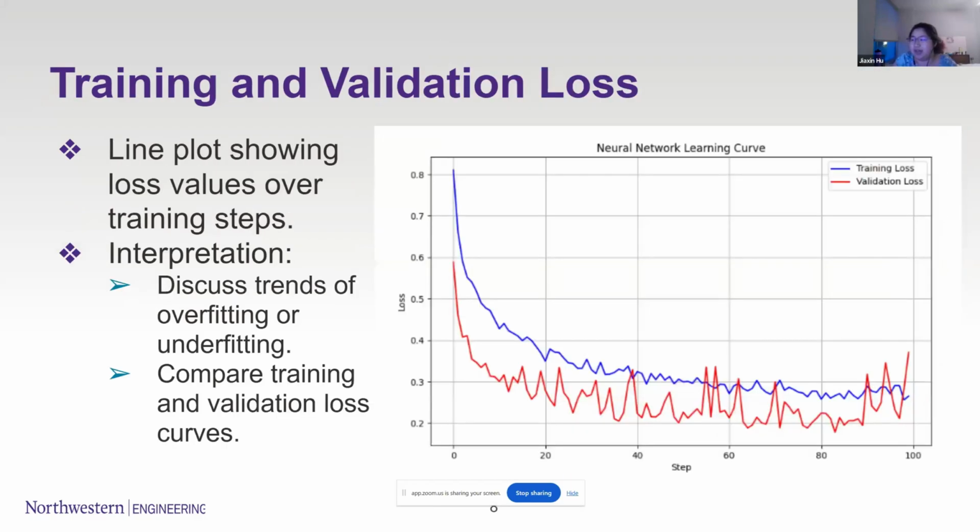And this plot compares the training and the validation loss over 100 training steps for the neural network. We can observe that the training loss steadily decreases, showing that the model is learning effectively.